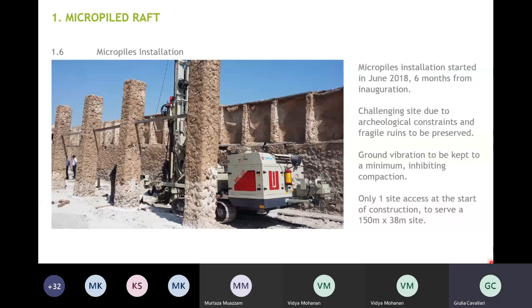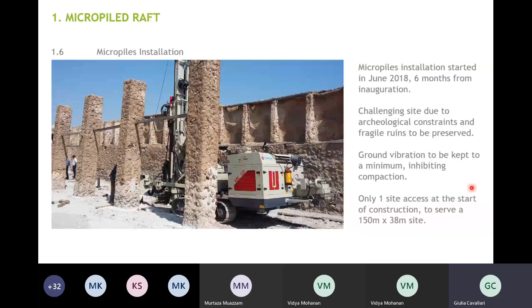Once we have finalized the post-tensioning design of the raft, it was time to start construction, and micropiles installation started in June 2018. At that point, we were only 6 months away from the inauguration of the building that had been fixed for November and could not be postponed. And it was a very challenging site due to the archaeological constraints and the fragile ruins that had to be preserved.